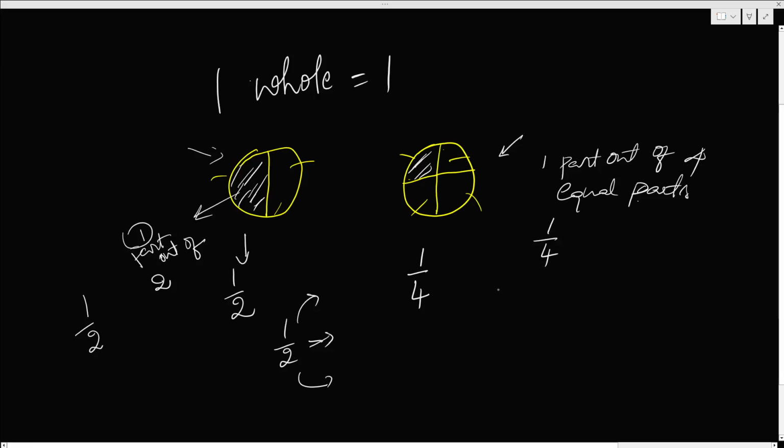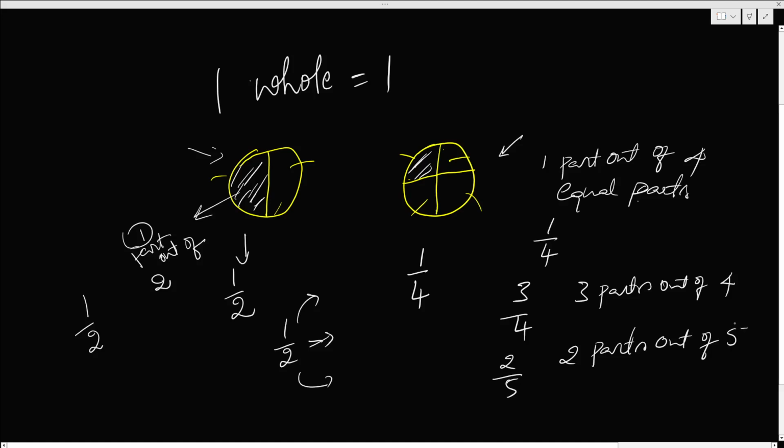Similarly 3 by 4. Here 3 parts out of 4. 2 by 5. We can say 2 parts out of 5.